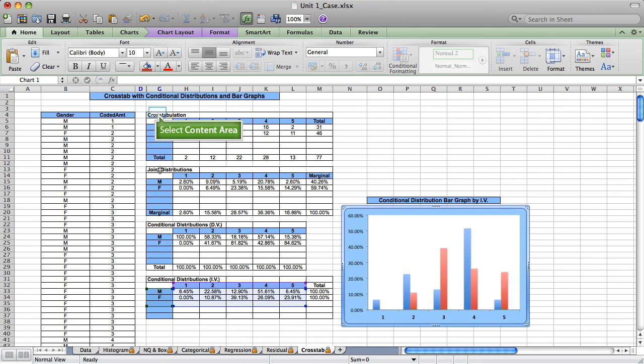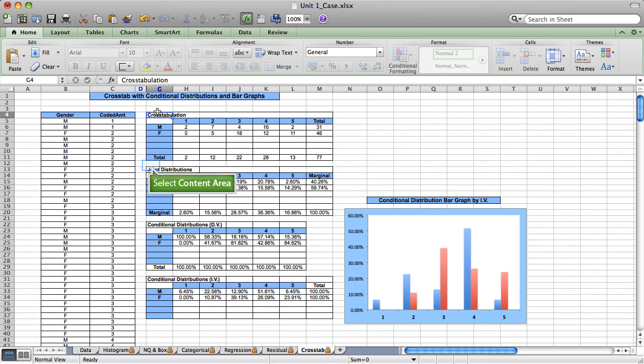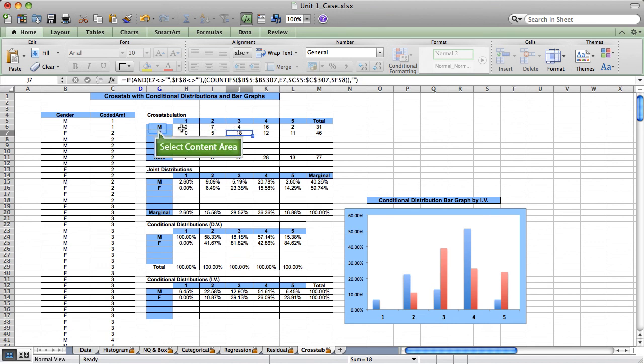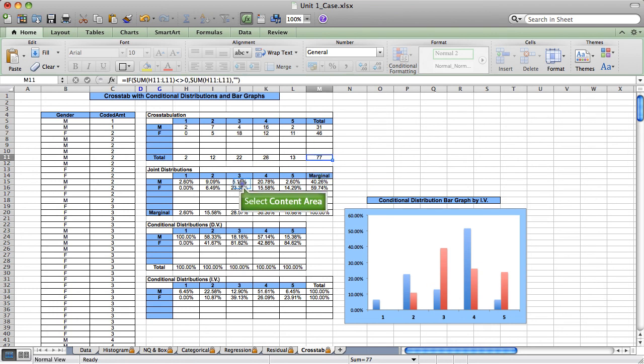The top table is the actual crosstab. The second table, called Joint Distribution, tells me the percentage of each cross count. In other words, 18 of the 77 cardholders in our sample are women and spent in category 3. 18 out of 77 is 23.38%, part of our joint distribution.